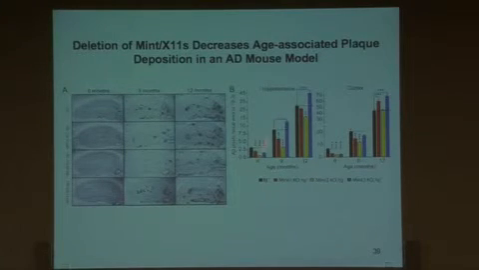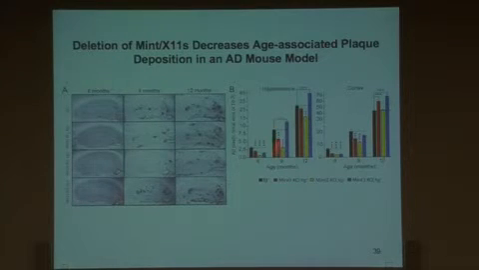We looked at 3 different ages, 6, 9, and 12 months. We looked in the hippocampus as well as the cortex. We quantitated A beta pixels from the immunostaining. So this is also 6, 9, 12 months. And what happens in the 6 months is that we get a very significant decrease in A beta production if you knock out MINTs, single knockouts of MINTs.